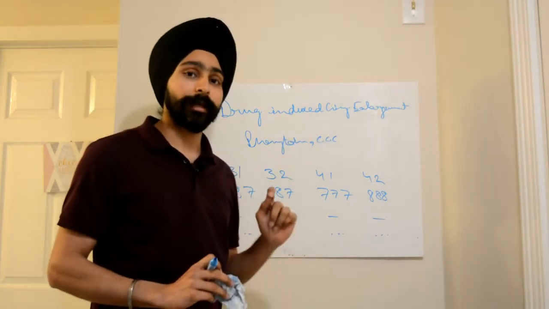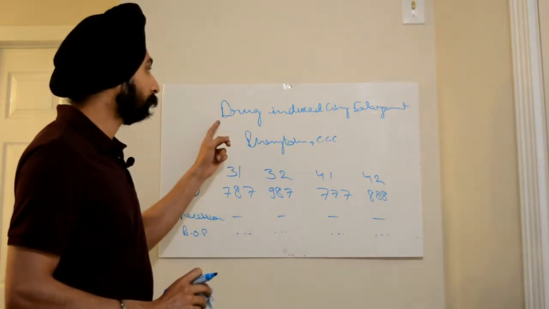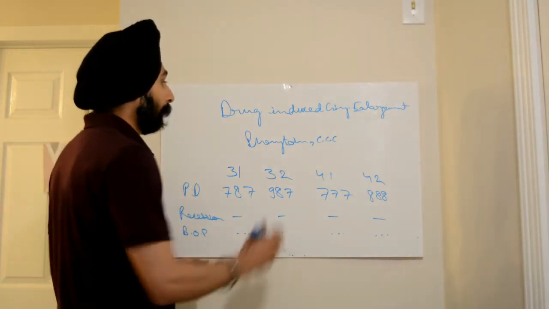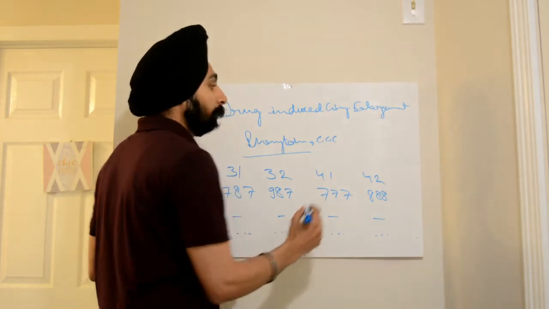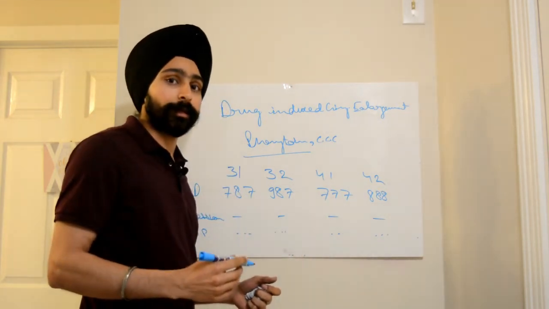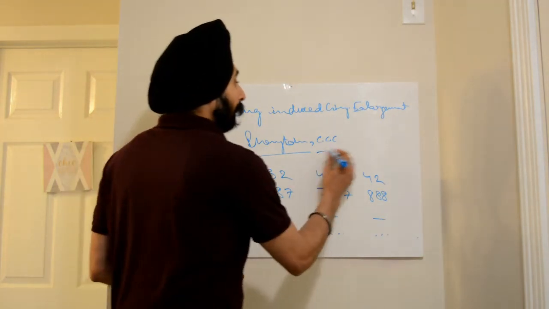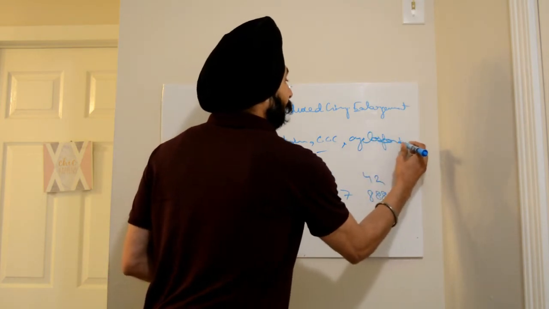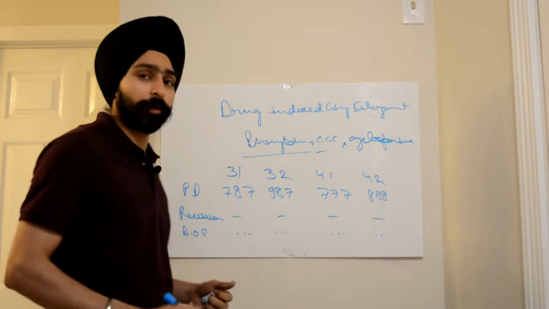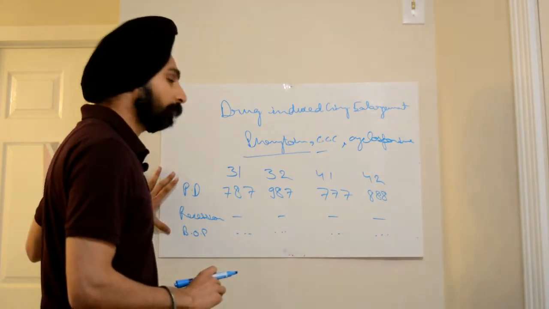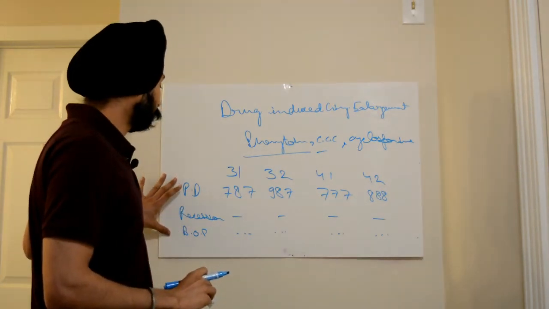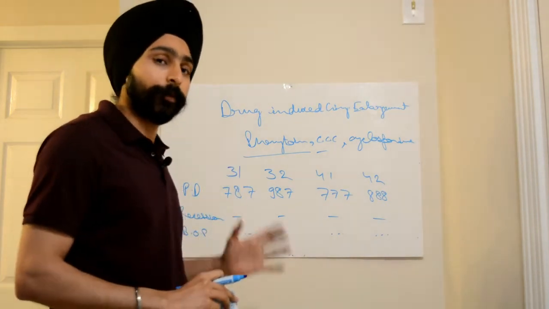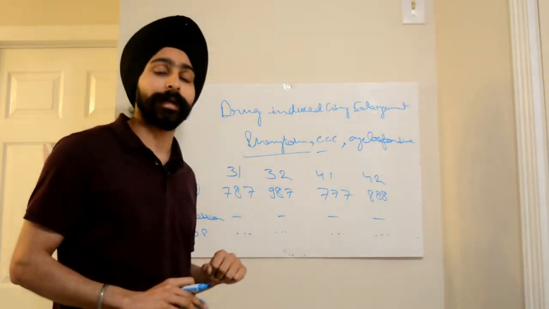So friends, in case you want to come to the diagnosis of drug induced gingival enlargement, you must have a medicine out of phenytoin, calcium channel blockers like nifedipine, amlodipine, and cyclosporin. In case these medicines are not given and you are given this perio chart only, then the diagnosis will no longer be drug induced gingival enlargement. It will be a diagnosis of periodontitis.